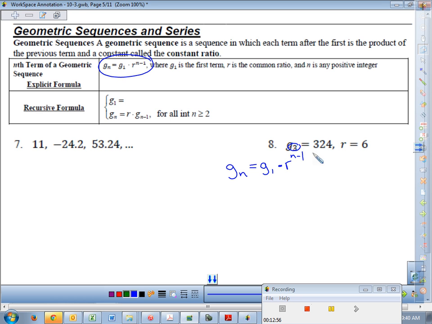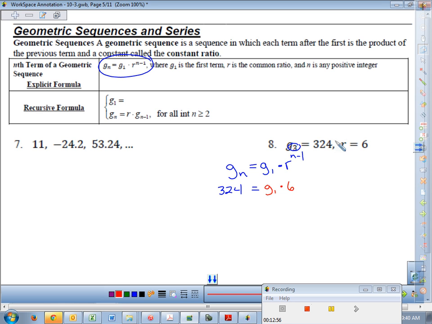Do we know the g sub n value in that situation? Don't we know g sub 3? So that goes right here. The third term is 324. Cool. Do we know the first term? Yes or no? That's what we're trying to find, so we better not know it. Do we know the rate? 6, right? And do we know n? What's n in this particular case?